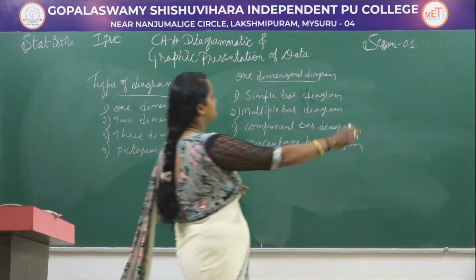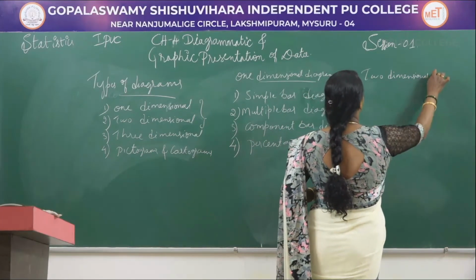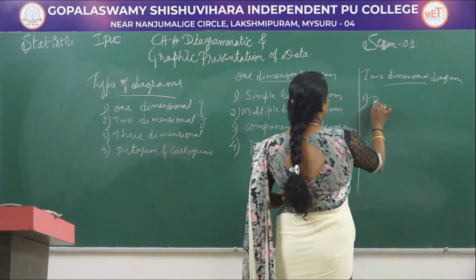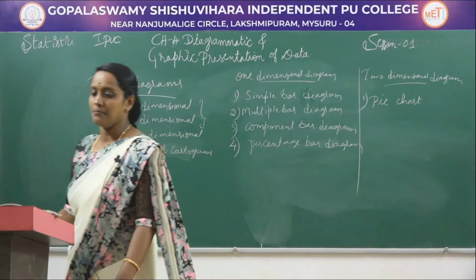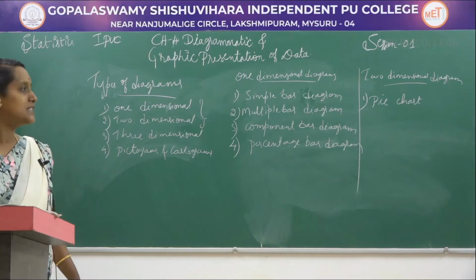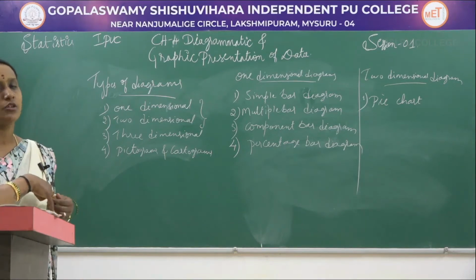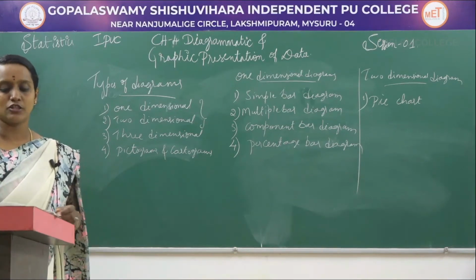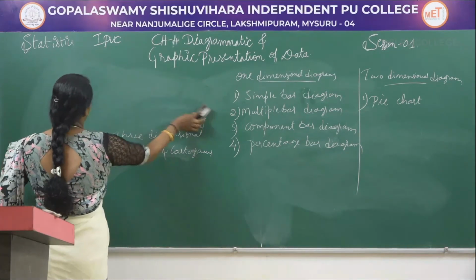And in 2-dimensional diagram we have pie chart, or it is a circular diagram. Pie chart, pie diagram, circular diagram, all are same. You have already studied pie chart in your high schools, so the same thing we are following in this chapter. Next we will solve problems on one-dimensional and two-dimensional diagrams one by one.